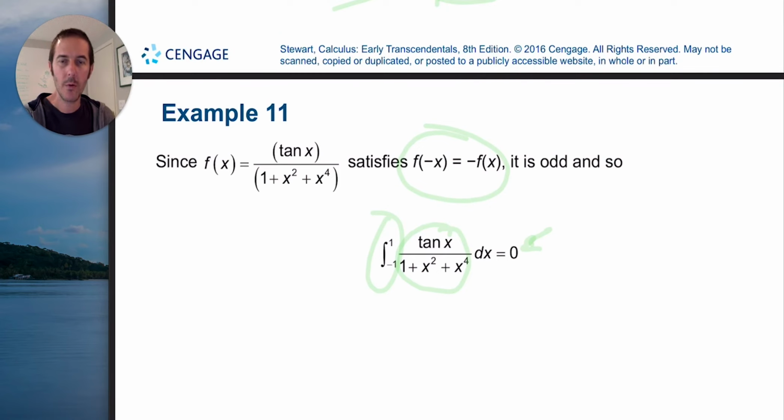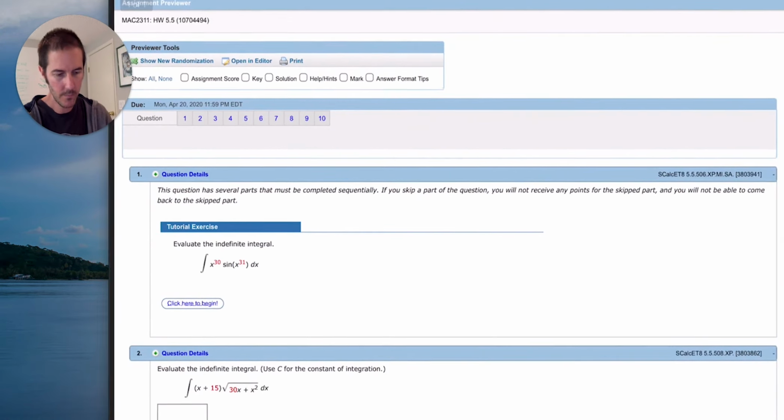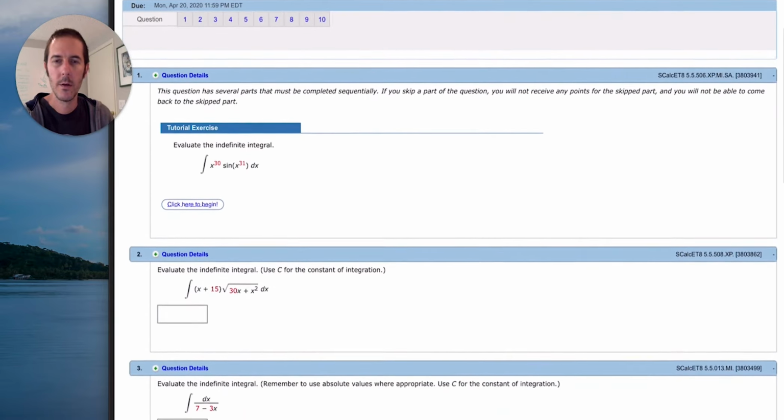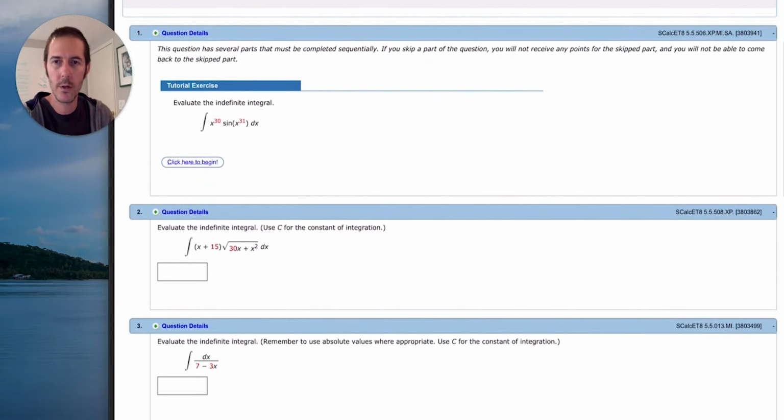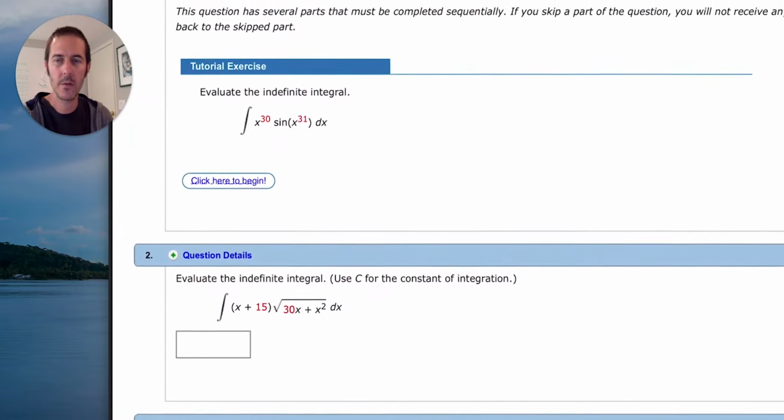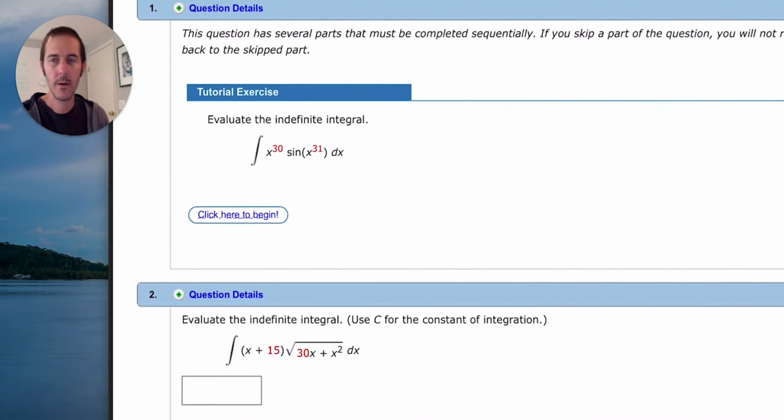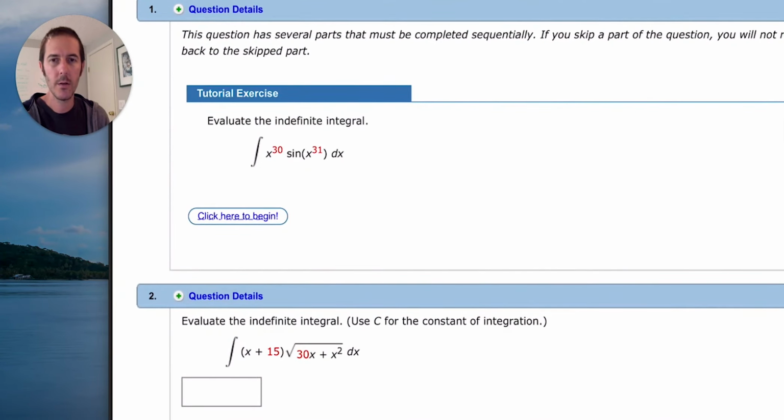Let me swap over to some homework problems, and we'll work through a few additional problems. All right, so this is a PDF version of one of my homework assignments. This is coming from WebAssign, so many thanks to McGraw-Hill for these problems.